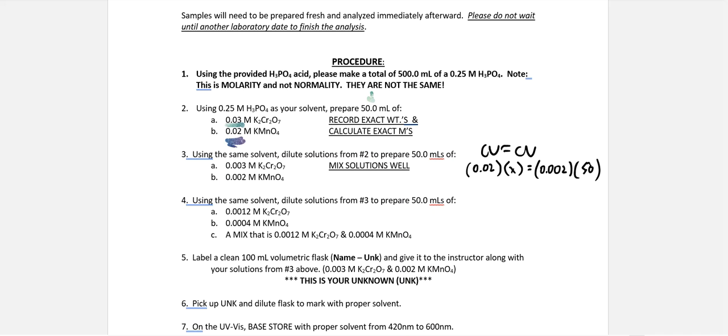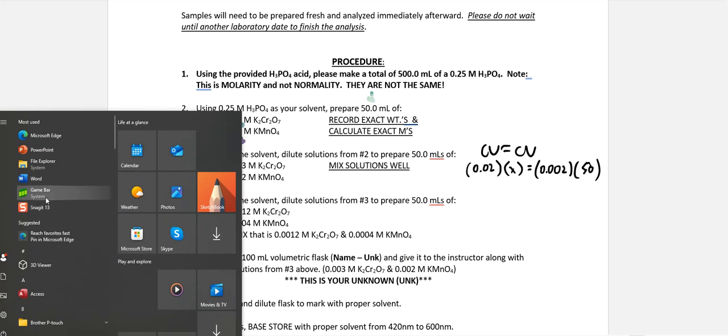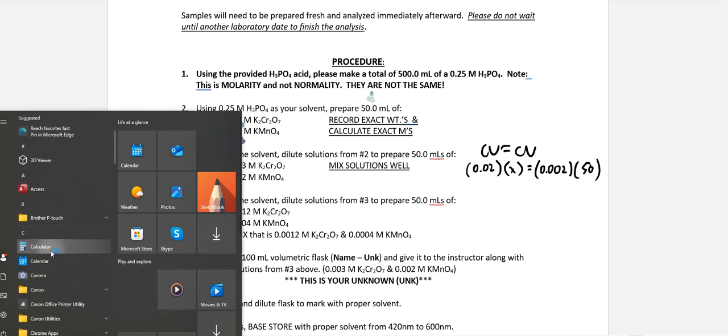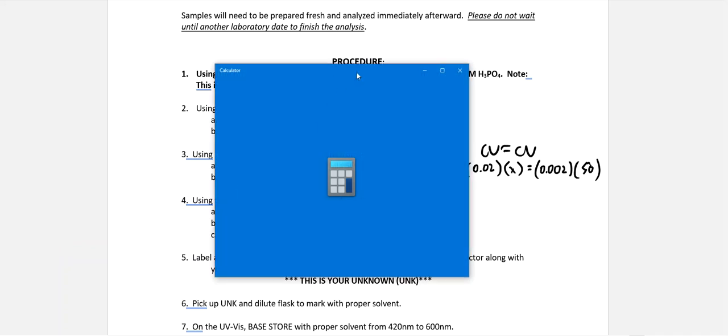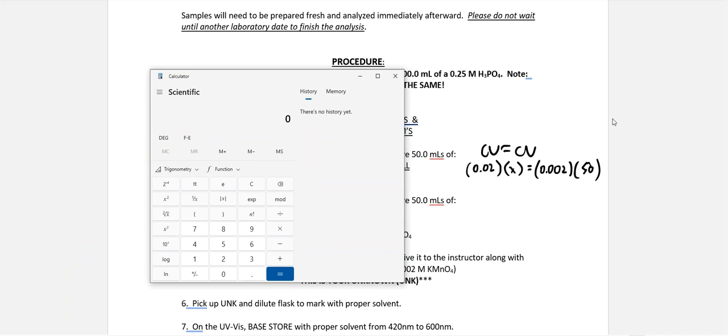So in order to solve for this, I'm going to use a calculator and I'll bring it up. I don't have a problem with that, right? You can see that on the screen, no big deal. So we're going to solve for the right-hand side of that equation first. So 0.002, and we're going to multiply by 50.